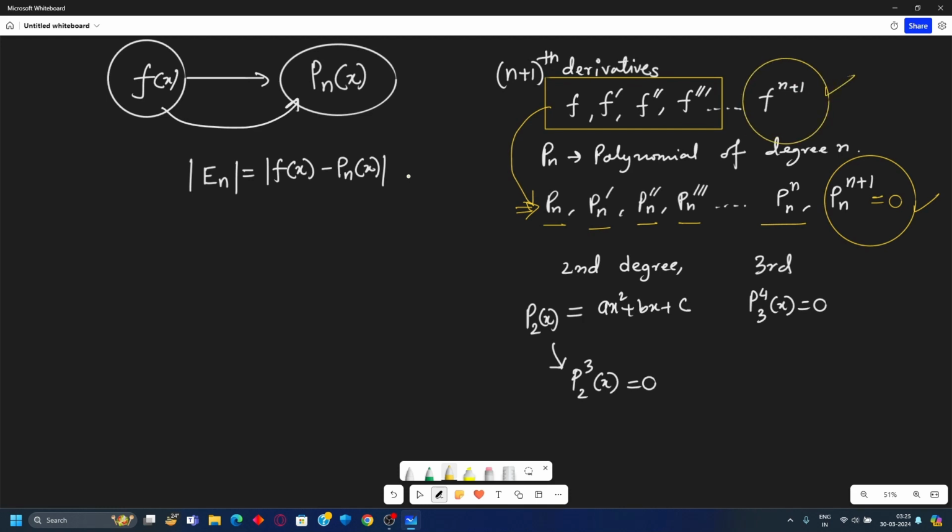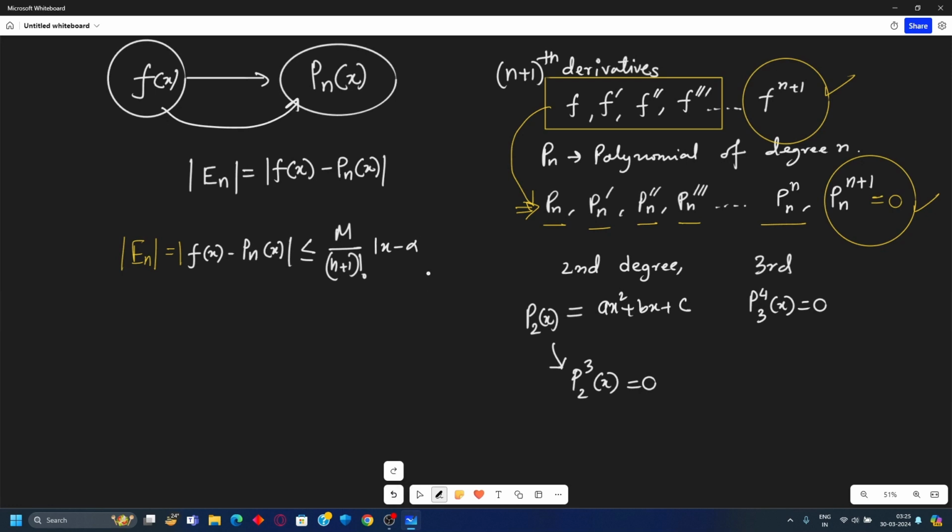So the theory says that the modulus of En, that is our modulus of f(x) minus Pn(x), must be less than or equal to M over (n plus 1) factorial times the modulus of (x minus alpha) to the power of n plus 1. Okay, so what is our M? M is the maximum of the function f n plus 1 of x, such that x belongs to the interval a comma b.